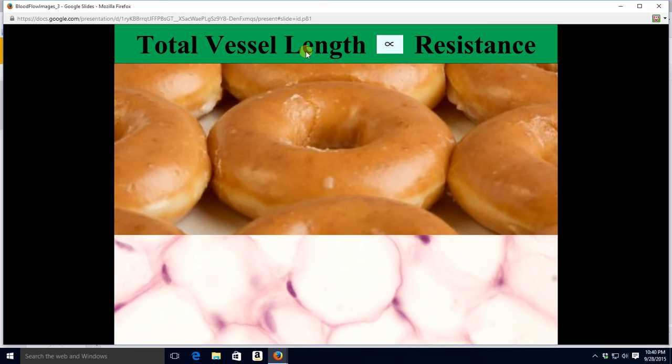Think about this. If someone goes to the doctor and has got high blood pressure, one of the first things the doctor is going to say, if that person is a little overweight, is you should probably lose some weight. Because if you lose some weight, you lose some vessels. You lose some vessels, vessel length goes down. Vessel length goes down, resistance goes down with it. Alrighty.